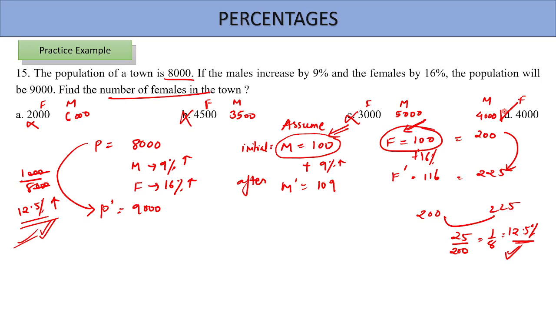So you see, we have solved this sum in a much easier and more effective manner and saved a lot of our time. Rather than assuming a variable for m and then another variable for f and then calculating the sum, that would make this sum tedious and a bit lengthy.